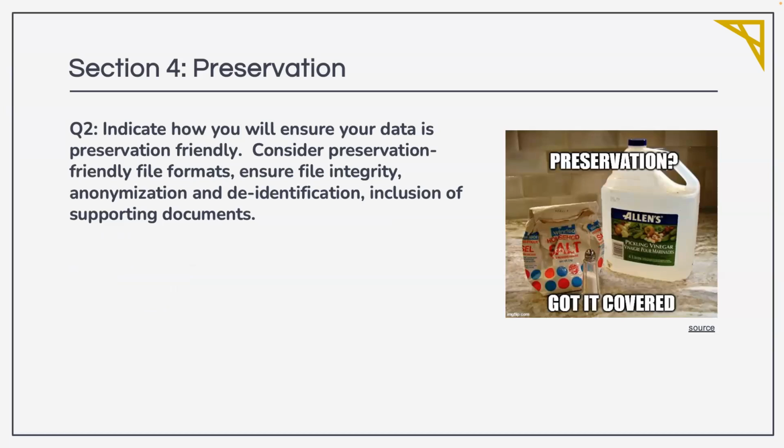And then indicate how you ensure your data is preservation friendly. This is basically everything that I've been talking about up until this point. So your file formats, the integrity: you'd want to make sure that what is in those files is actually in those files, that something hasn't happened over your research process. Any de-identification that you need to do, and those supporting documents. And so you can see that most of the work going into a data management plan is thinking about what this is going to look like on the back end so you can deposit data.